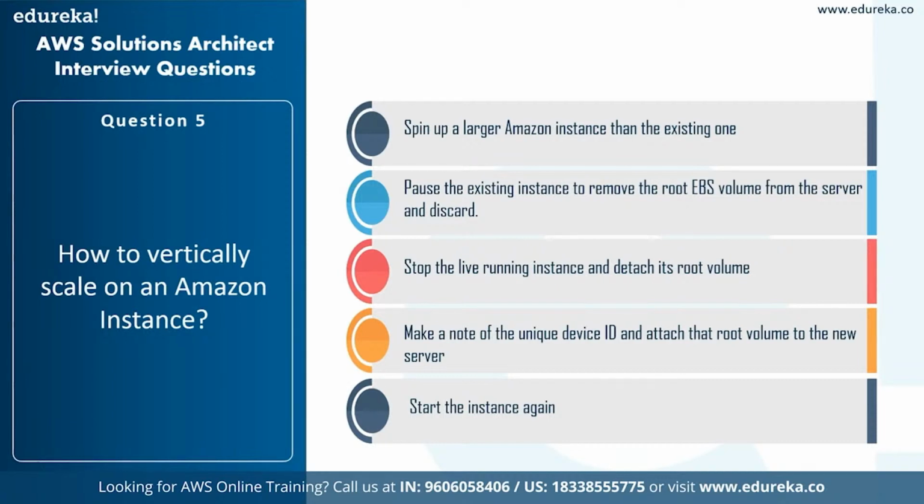Then you have to stop the live running instance and detach its root volume. Also, make a note of the unique device ID and attach that root volume to the new server. Finally, you have to just start the instance again. So these are the steps that you need to follow in order to vertically scale on an Amazon instance.